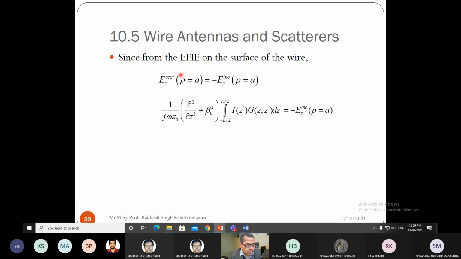So this is Hallen's integral differential equation. The differential is outside the integration, so this is Hallen's integral differential equation. You have differentiation also, integration also. That's why it is an integral differential equation. In Hallen's integral differential equation, this operator, 1 by j omega epsilon 0 del square by del z square plus beta naught square, is outside the integration.